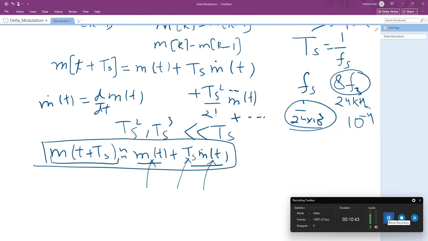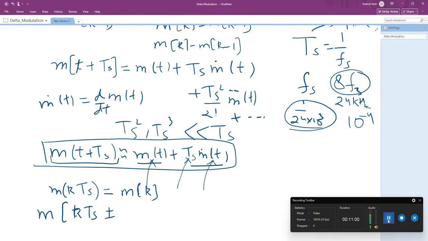Now we have some notation. When you sample m, the kth sample is m of kTs, which will be represented by m of k. So m of t equals kTs plus or minus Ts. This is equivalent to t plus Ts, because at the kth sample the value of m of t is kTs. So this can be represented as m of k plus or minus 1.